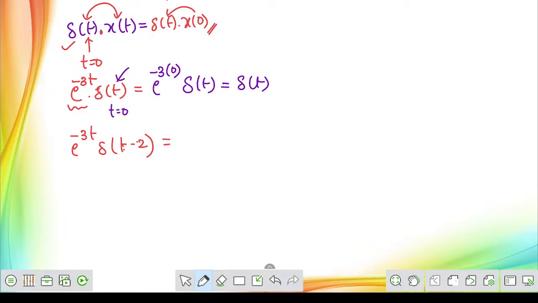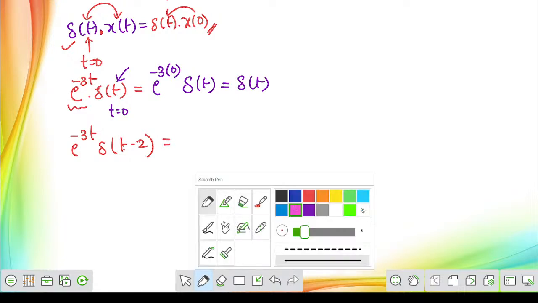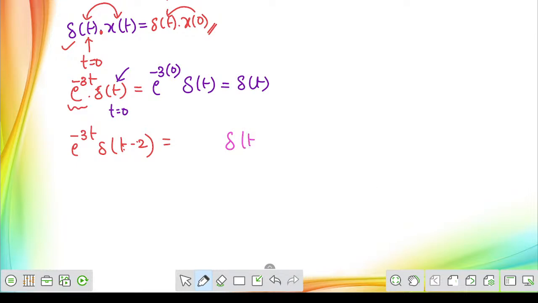If it is given like this, what you have to do? Take del of t minus 2 as it is. Don't touch that. But if you observe, in e power minus 3t, t will be replaced by 2, since del of t minus 2 means t equals 2. If I replace t by 2, then e power minus 3 into 2 becomes e power minus 6. So this can be rewritten as e power minus 6 into del of t minus 2, which will be your final answer.